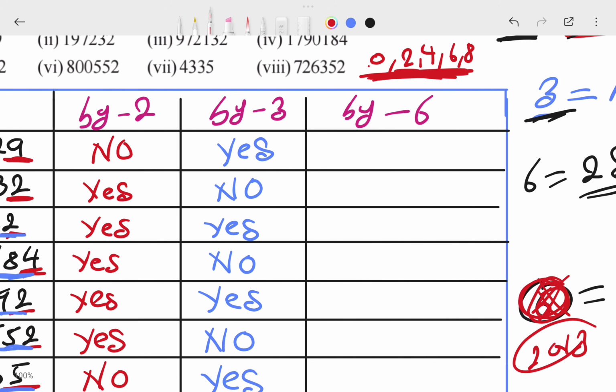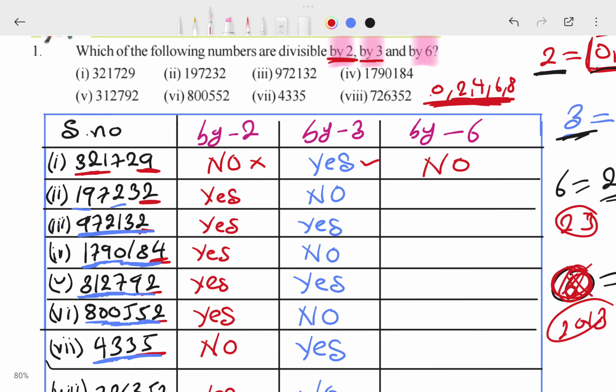For checking whether it is divisible by 6 or not, let's see. This is not divided by 2, but it is divided by 3. So it is not divisible by 6. Why? Because for dividing by 6 you need to divide by 2 and also 3. But this number is not divisible by 2, that's why it is not divisible by 6. Here this is divisible by 2, but it is not divisible by 3. So this is also not divisible by 6. Why?